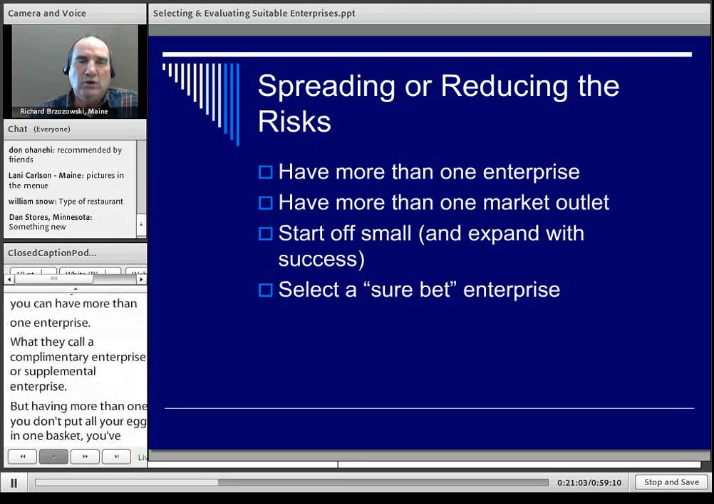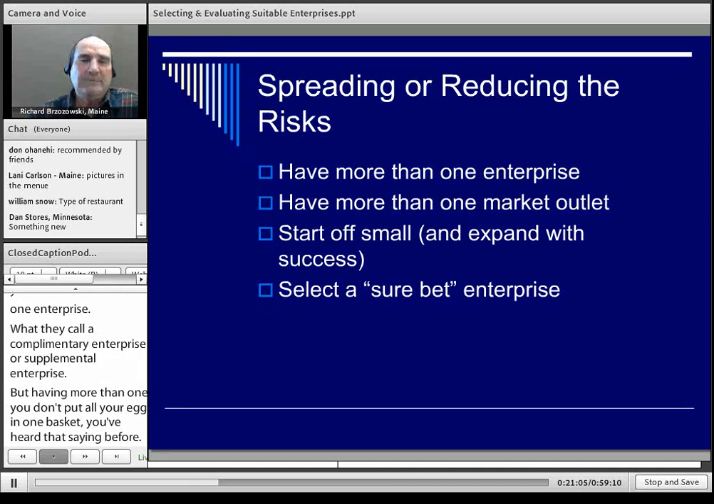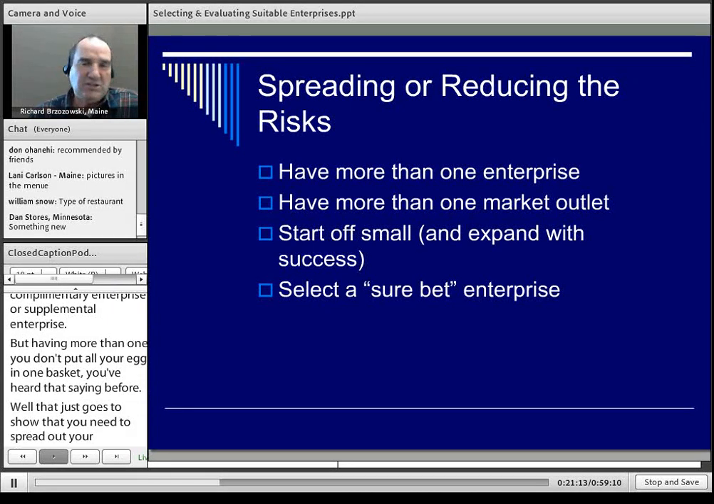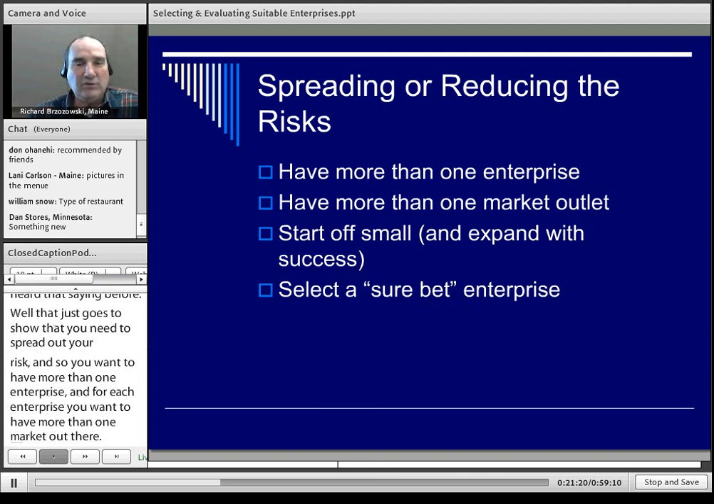And so you want to have more than one enterprise. And for each enterprise, you want to have more than one market outlet. You want to start off small and expand with success. And you want to select a sure bet enterprise. And some of you may say to yourself, what's a sure bet? Well, sure bets are different for different people.